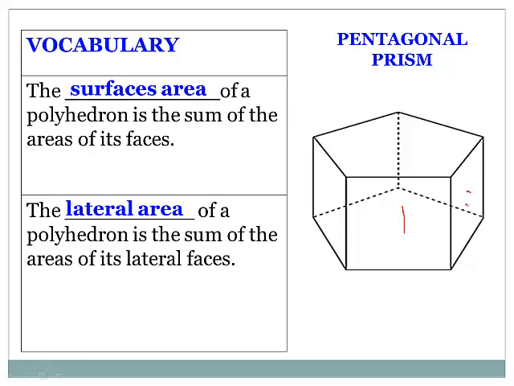If we're looking for the entire surface area, we'd have to look at all of our lateral faces. So we have 1, 2, 3, 4, and 5, as well as our bases. So we have a base here, so our base 1, and we have our base 2. So we're looking at the top and the bottom. So we have to add up the top, the bottom, and all of the sides, all the lateral faces, and that's going to give us our surface area.